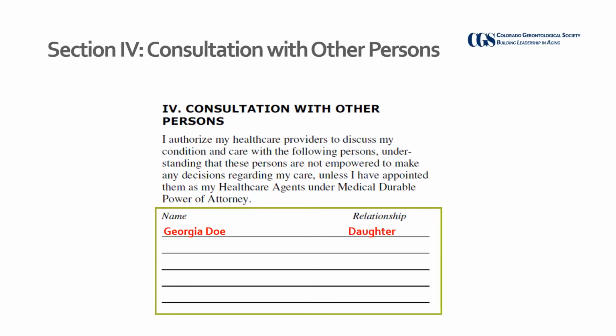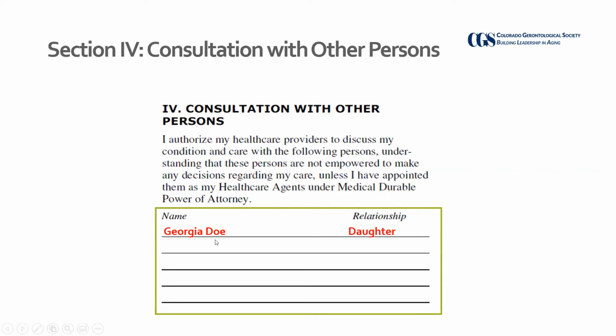They could keep her updated, but Georgia is not able to make any decisions about Jane's medical care, okay, because Jane has specifically only given in this area the ability for Georgia to be able to communicate with the providers and to be updated on her condition and what the care is. That's the only thing that Georgia will be able to do.